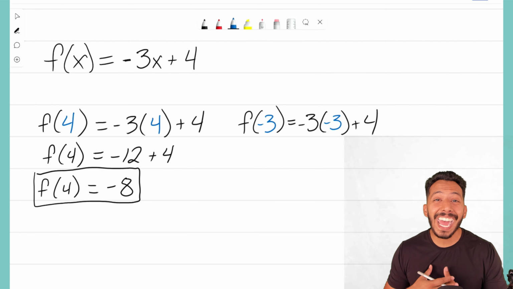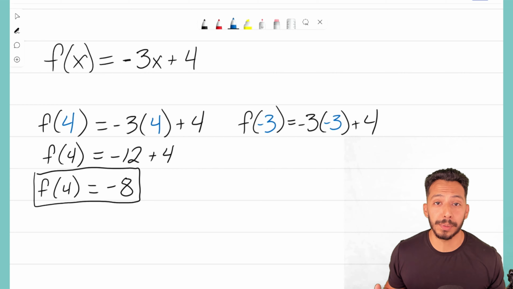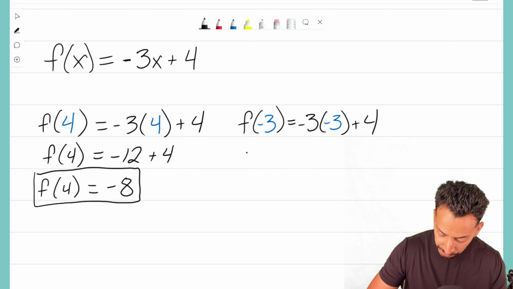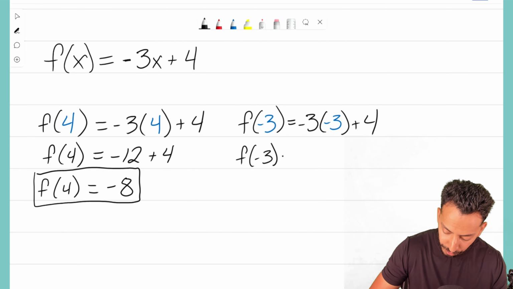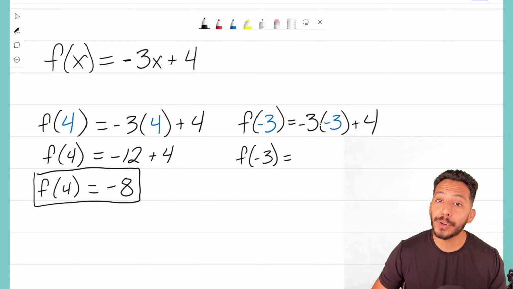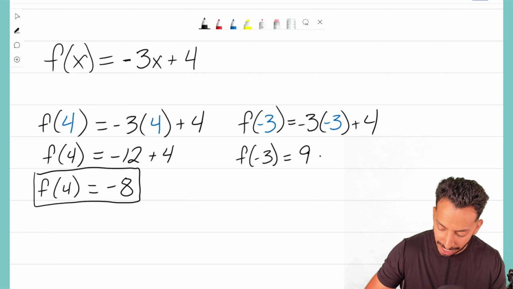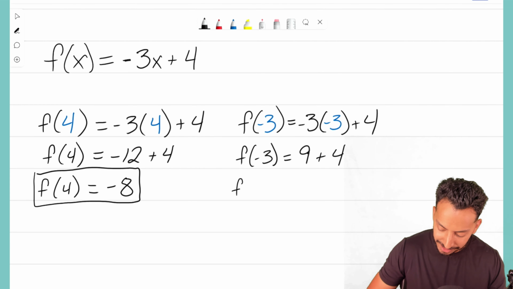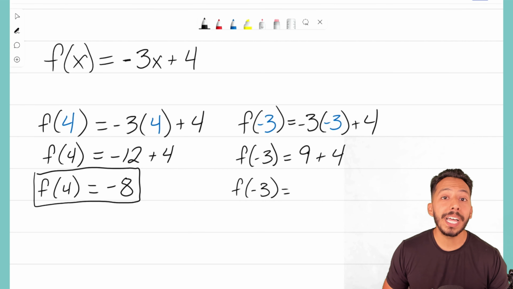We can make x any number we want when we're doing these problems, right? That input can change. Now it's a negative 3, so now we're going to evaluate this input. So f of negative 3 is going to equal, order of operations here, negative 3 times negative 3. Well, that's going to create positive 9. Still bring down the plus 4. And last but not least, we have 9 plus 4.